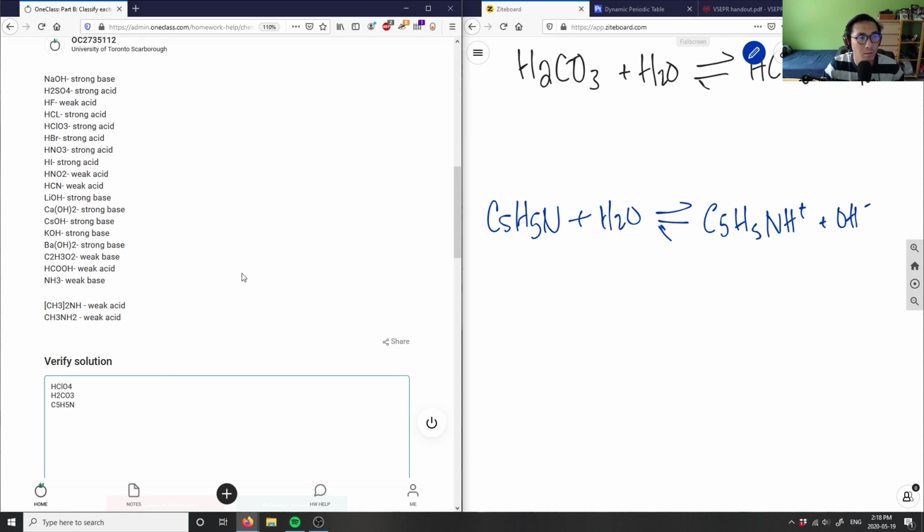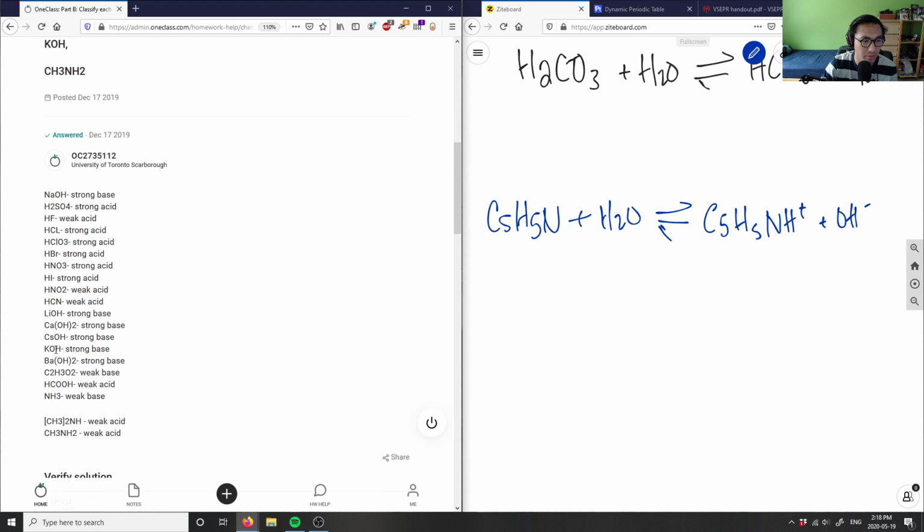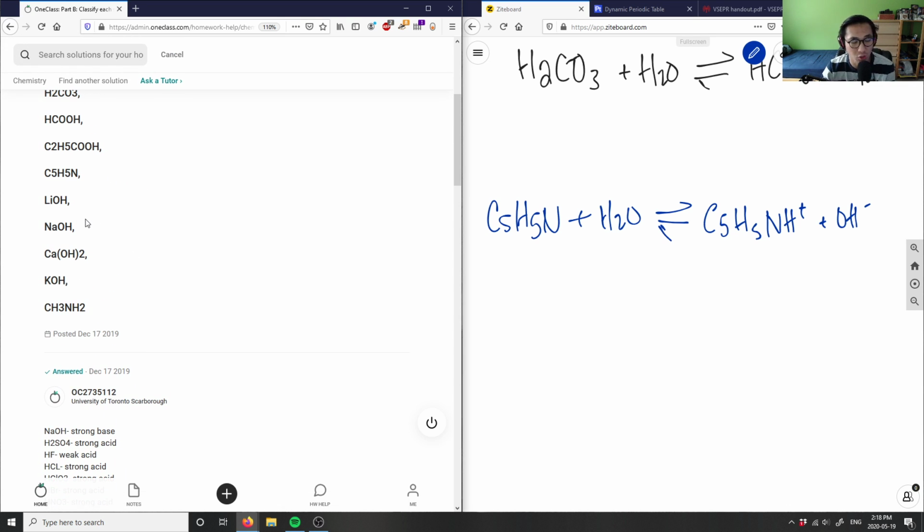C5H5N here as well. Lithium hydroxide and sodium hydroxide are obviously strong bases, same with calcium hydroxide and potassium hydroxide, so they believe they included that here. Yeah, these are strong bases because of the hydroxide, so strong bases, not strong acids, sorry. Lithium hydroxide, sodium hydroxide, calcium hydroxide, and potassium hydroxide are all strong bases here.